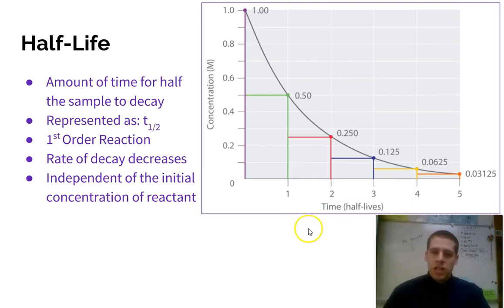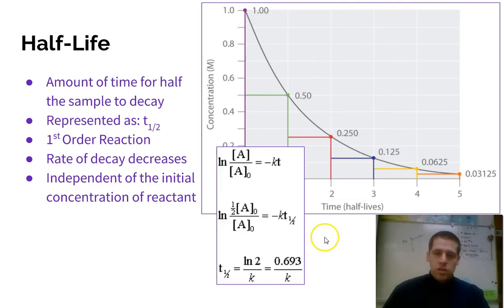It's independent of the initial concentration. I'm arbitrarily saying that we're going to start at 1, just to make the numbers work out evenly, but this could be 0.01, it could be 0.067 or something like that. It doesn't matter. The rate of decay is going to be the same if it's a first order reaction.